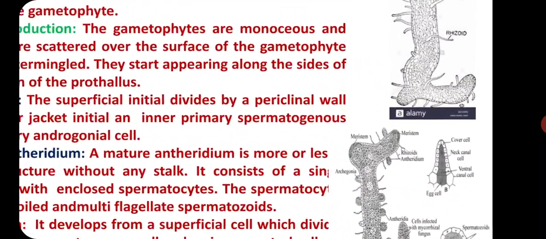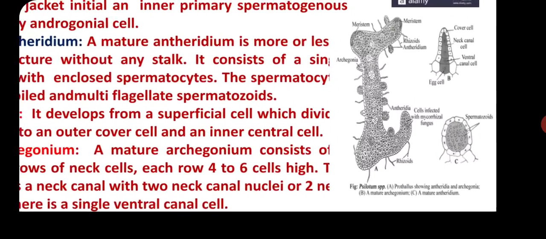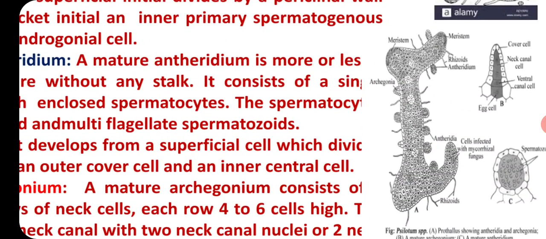See friends, this is the mature prothallus in Xylotum. It is a cylindrical structure. It bears the male sex organ, antheridium, and the female sex organ, archegonium. Both are present in a prothallus.